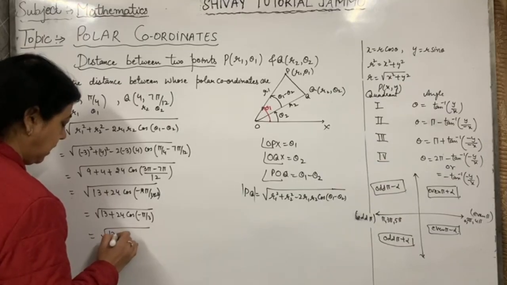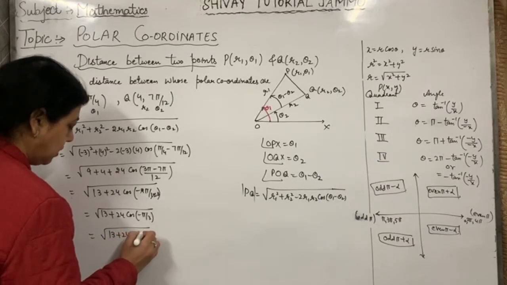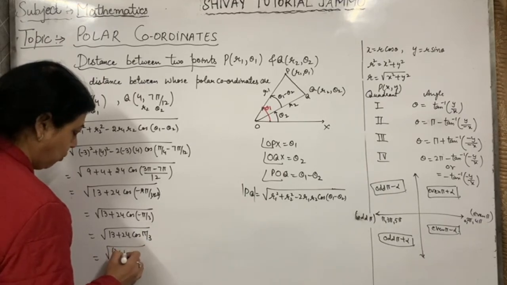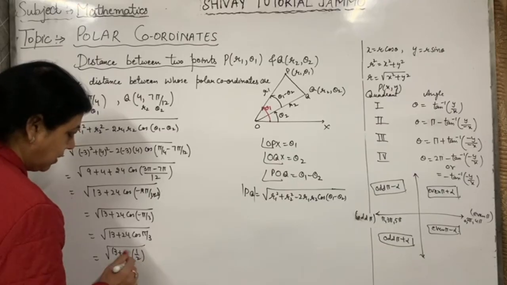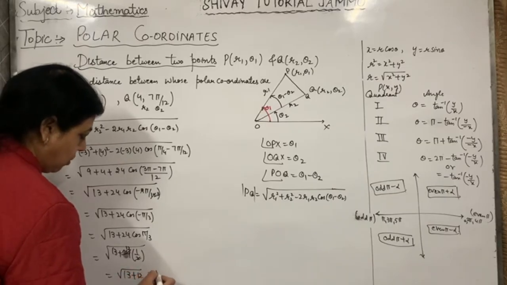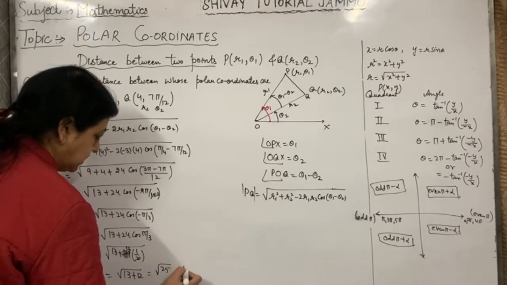Cos minus theta is cos theta, and cos pi by 3, cos 60 degree is 1 by 2. Or it will become 12 after cutting. Answer will be 13 plus 12, root 25, that is 5.